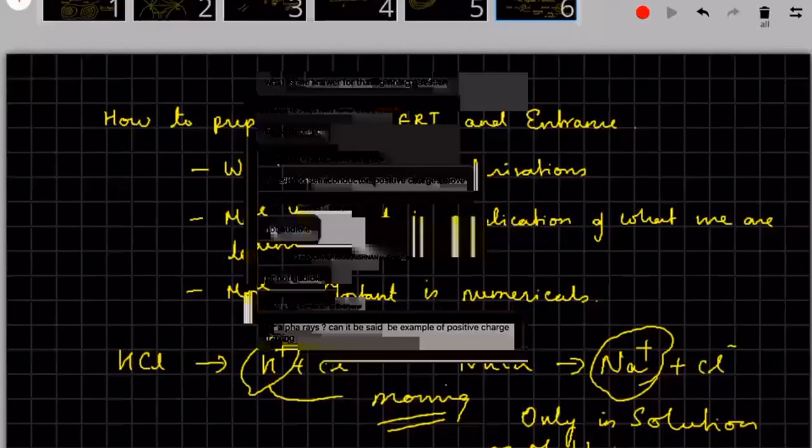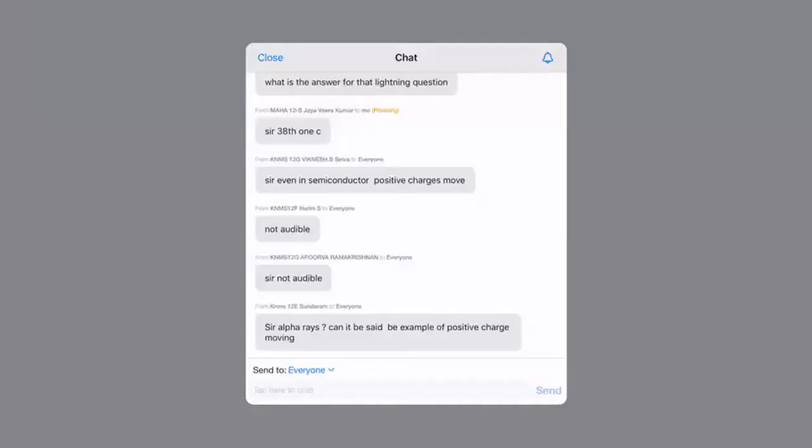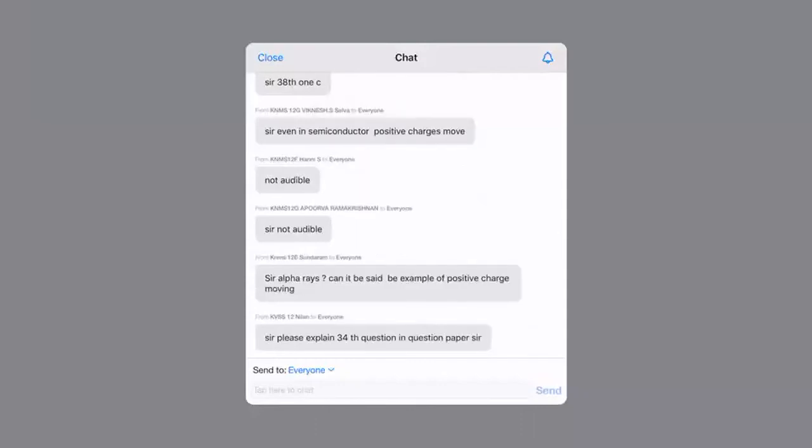Then, yeah, alpha particles are examples of positive charge moving. Yes, yes. One second. Answer for the lightning question. Yeah, only some of you are not able to hear audio, so you have to set your audio right.